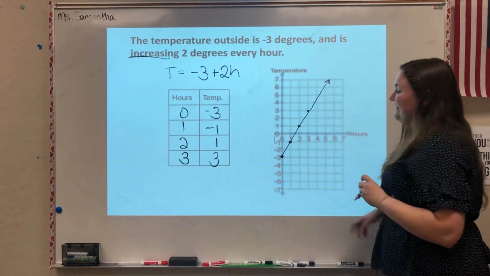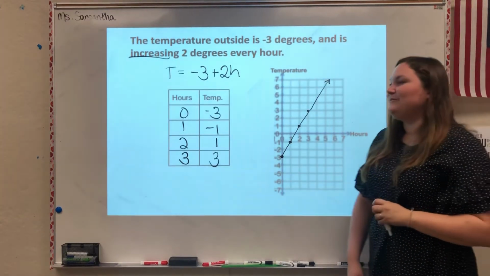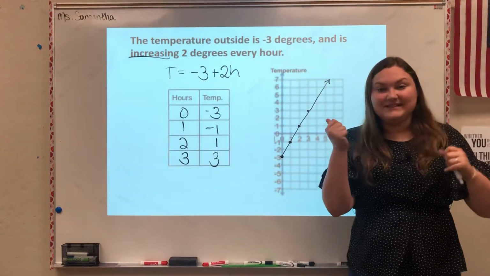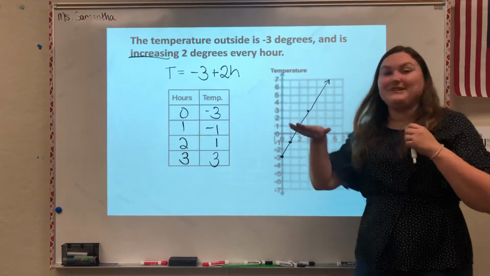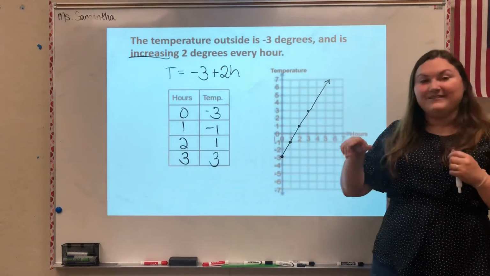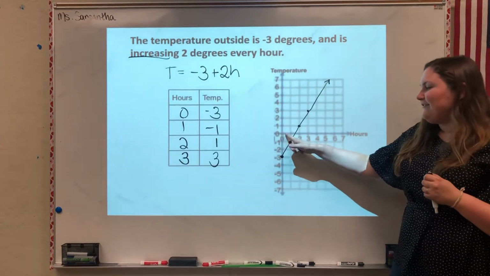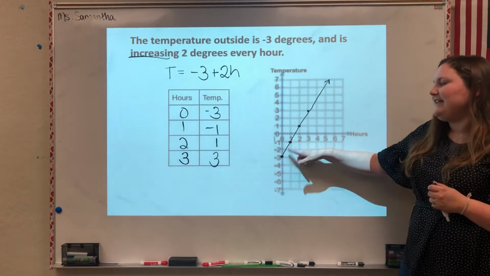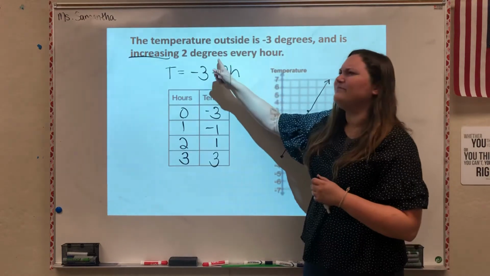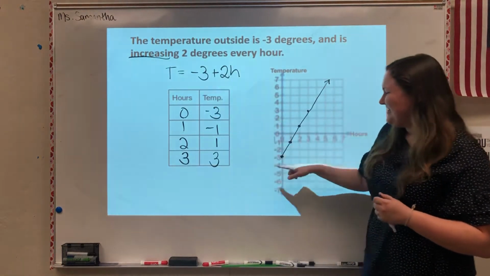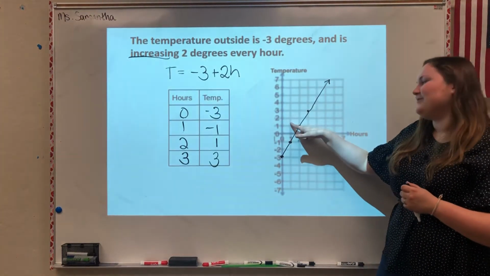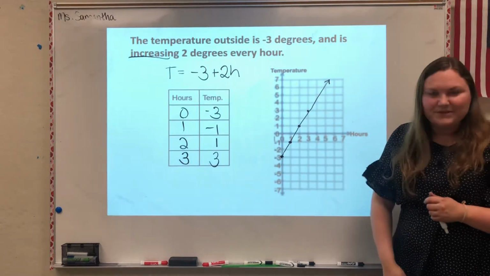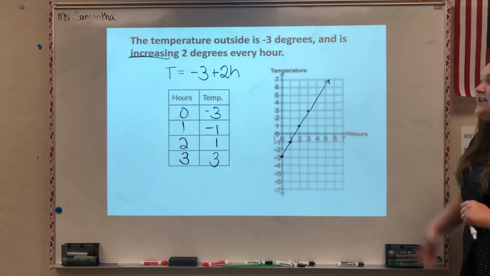Another reason why a line makes sense is we've all experienced temperature, right? It doesn't suddenly just change in a split second. It doesn't go from -3 to -1. In between that starting point in that first hour, the temperature is slowly rising until it's finally risen 2 degrees after 1 hour, another 2 degrees after 1 hour. So this line is showing all those in-between temperatures as well. So this is one example.